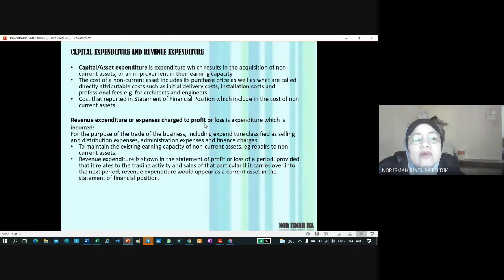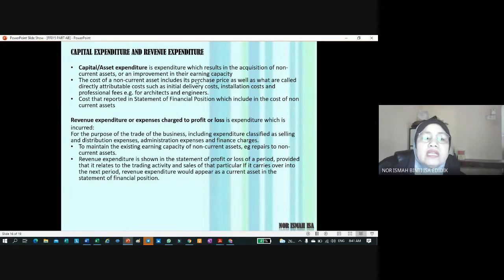Expense charged to profit or loss. So expense charged to profit or loss is related with the non-current asset. Okay, this is expenditure which results in acquisition of non-current asset or improvement in their earning capacity.